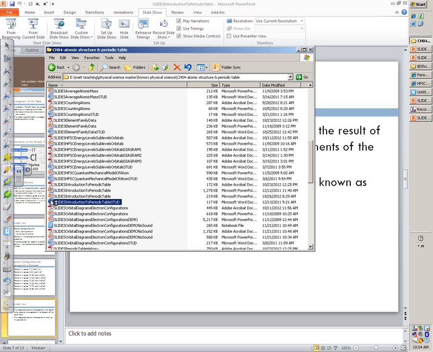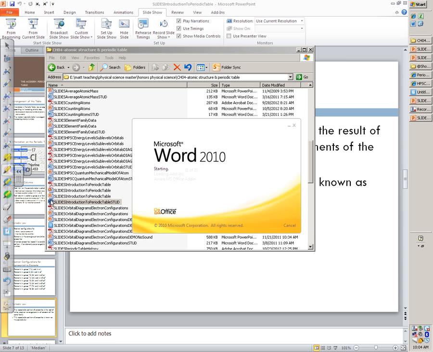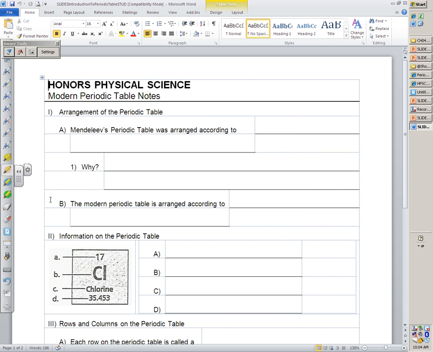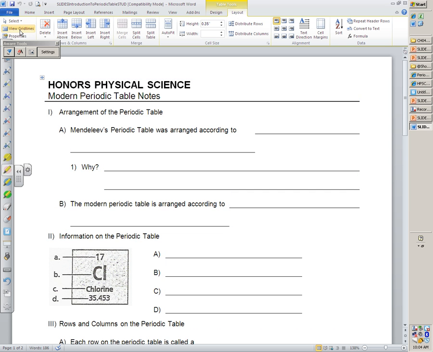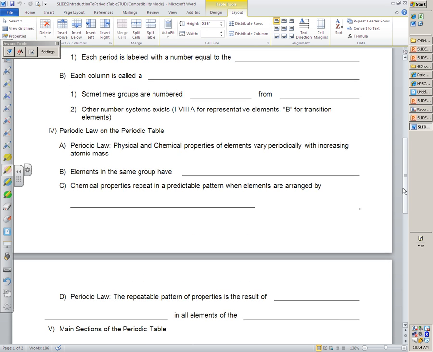Just to make sure you got it all filled in properly. Once again, if I was good, I'd have this up already, but so down at the bottom of this outline here, right?